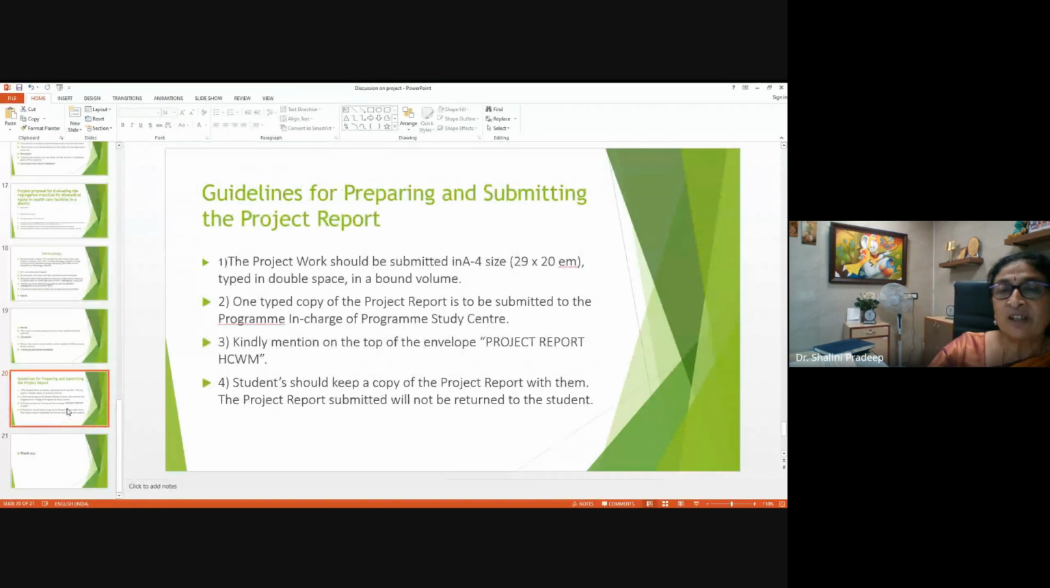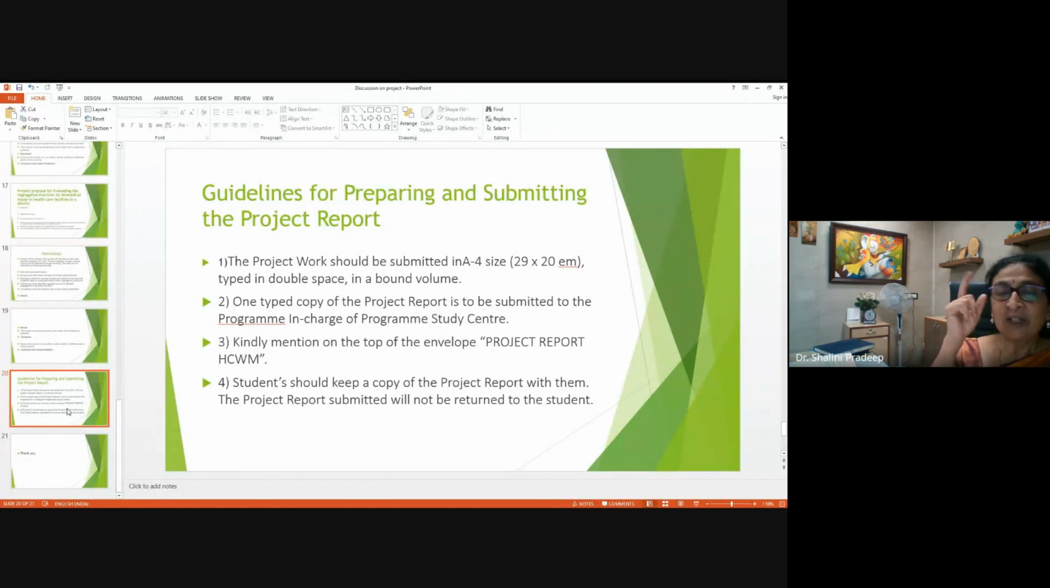Then finally, you submit your project report. How you prepare and submit your project report: it should be in A4 size, typed in double space, bound report. One of the typed copies should be submitted to the program in charge of the program study center. And on the top of the envelope, you should write project report, healthcare waste management.